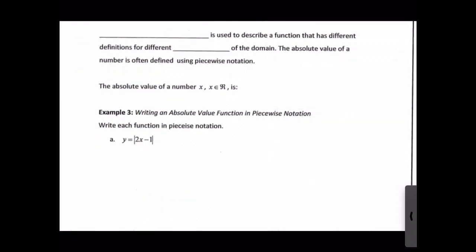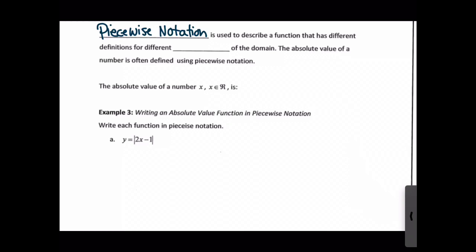What I'm going to go over right now is called piecewise notation. Piecewise notation. Third page of your notes. There you go. I'm going to go back to that in a bit. I just want to continue with the straight line stuff.